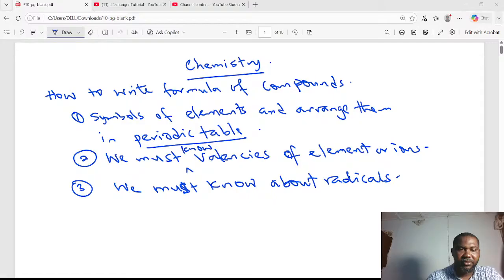So the first one, you must know symbols of elements and how to arrange them in the periodic table. Secondly, you must know about valences of elements or ions. Please remember. Then thirdly, you must know something about radicals. So if I am able to show you guys these three things, then we are good to go. Does it make sense? If you understand what I just said, kindly state that yes, you understand.